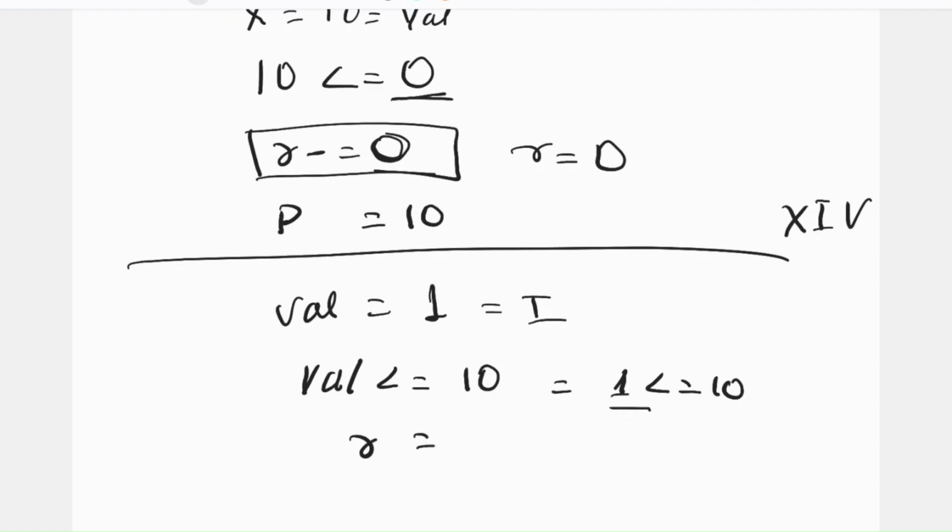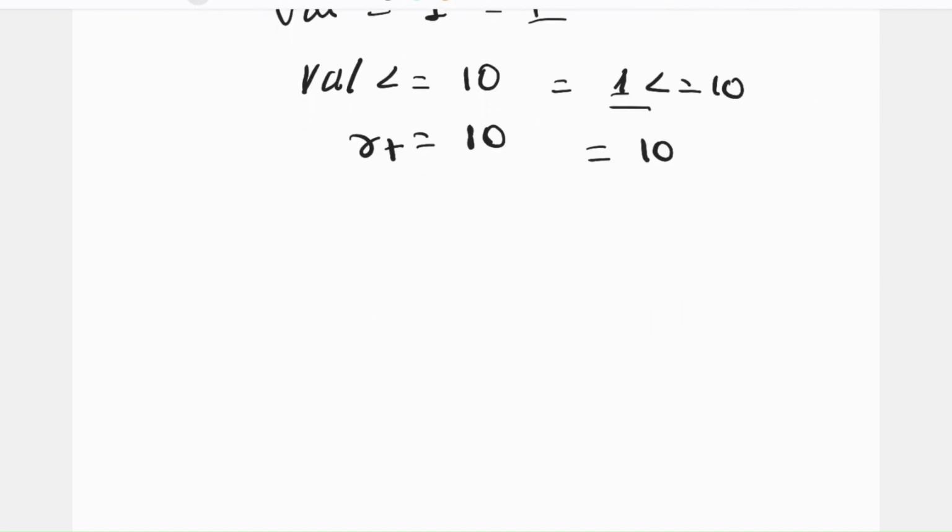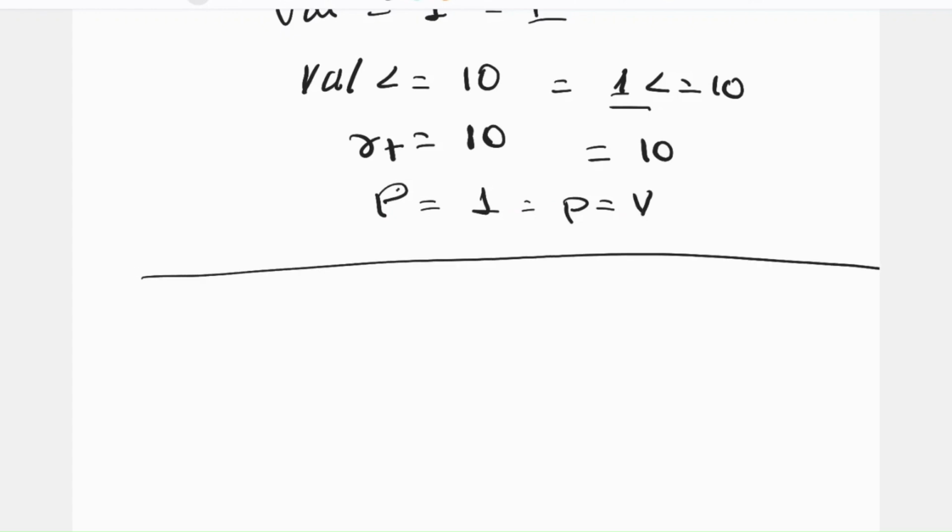So what will happen? R plus equal to. In case of a negative scenario we would minus, but in case of a positive scenario we would plus. So we would plus the value. If you see, we are taking the previous value. So we plus 10, and r will become 10. Now my p will be 1 because p is equal to val, which is what we are doing as of now.